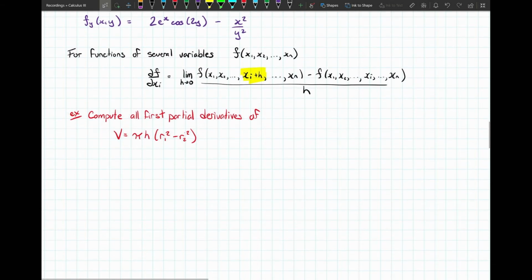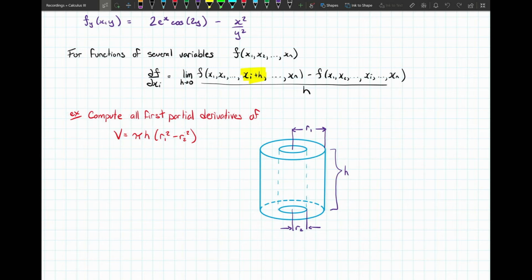Here's a quantity that depends on three variables. I've got V equal to pi times h times r1 squared minus r2 squared. If you want to know what that equation is actually for, it's to calculate the volume of a hollow circular cylinder. We've got two radiuses, an outer radius and an inner radius, and the height of this cylinder. And this will calculate the volume of that solid.